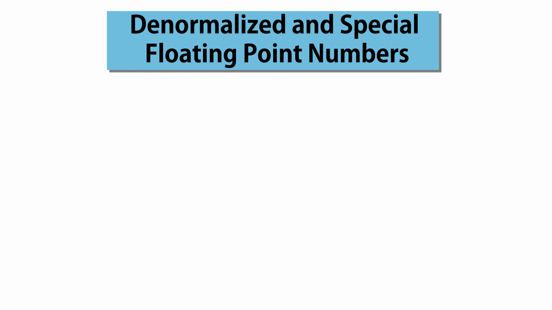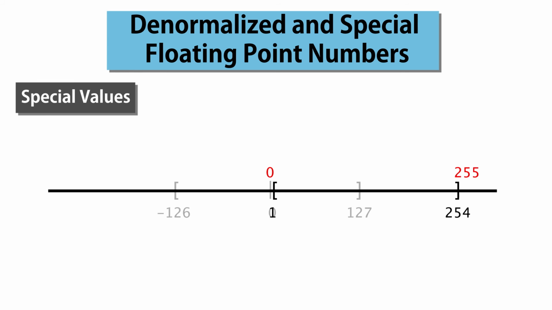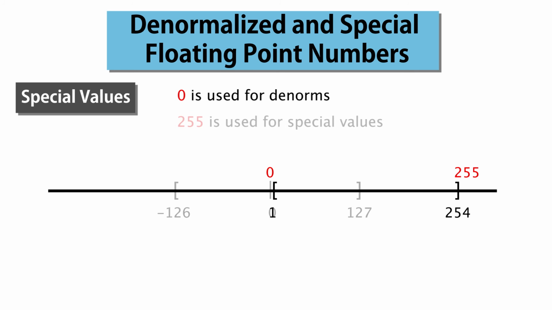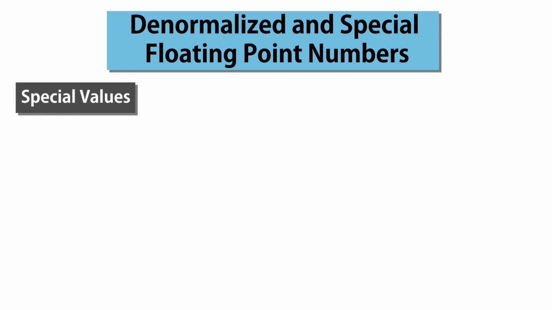Finally, let's consider one last group of floating point representations, the so-called special values. Recall that there are two values of the exponent field that aren't used for normalized numbers, 0 and 255. We've already seen how 0 is used to represent denormalized numbers. 255, that is all ones in the exponent field, is used to represent special values. If the exponent field is all ones and the constant field is all zeros, this represents a value of infinity, positive or negative, depending on the sign. These two values are shown here.